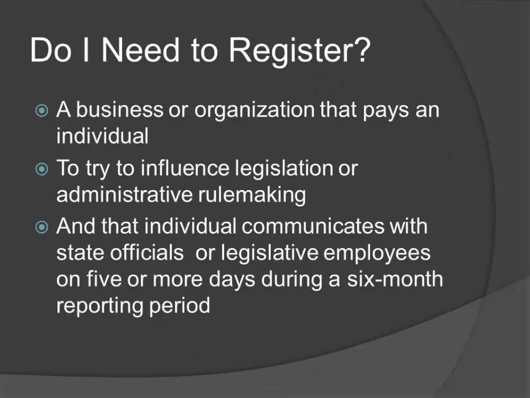You are required to register as a lobbying principal if you are a business or organization that pays an individual to try to influence legislation or administrative rulemaking, and that individual communicates with state officials or legislative employees on 5 or more days during a 6-month reporting period. Reporting periods run from January 1st through June 30th and July 1st through December 31st.